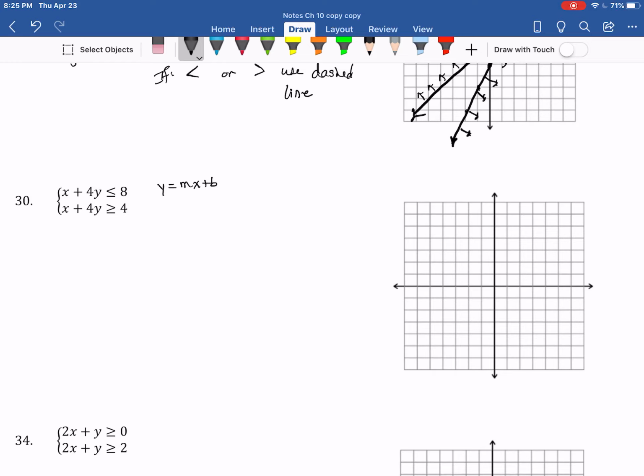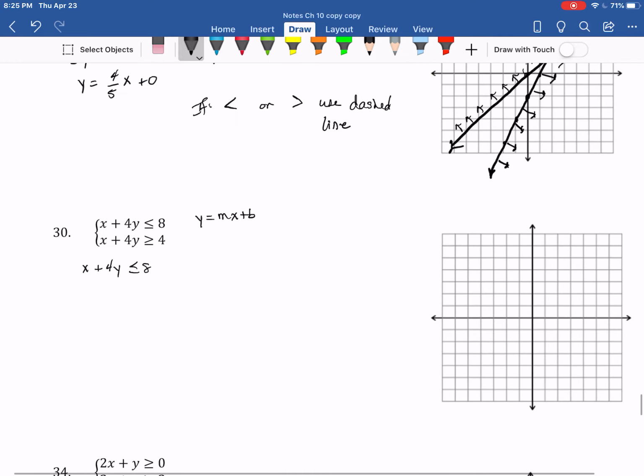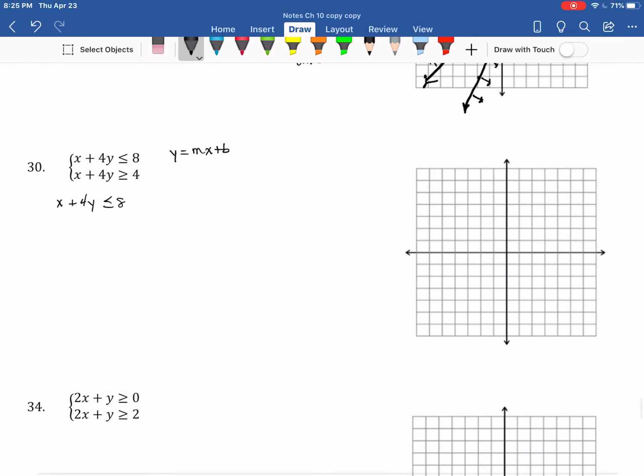So the top inequality, let's write that as x plus 4y less than or equal to 8. We'll leave it here and you can decide which technique you like better. If I were to move the x to the other side, I would get 4y is less than or equal to negative x plus 8. Divide everything by 4. So y is less than or equal to negative 1/4 x plus 2.